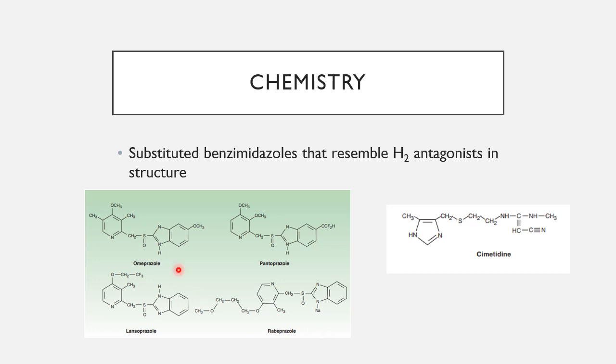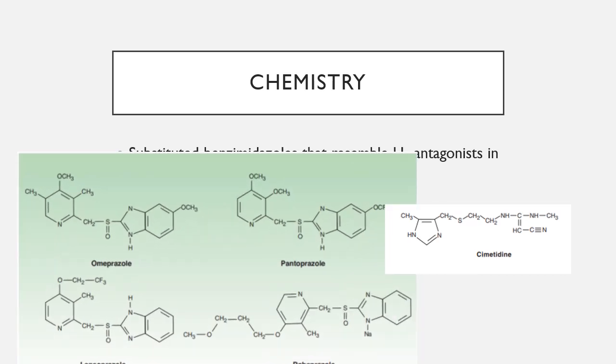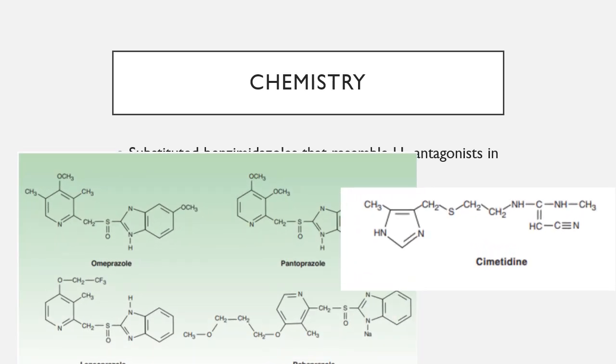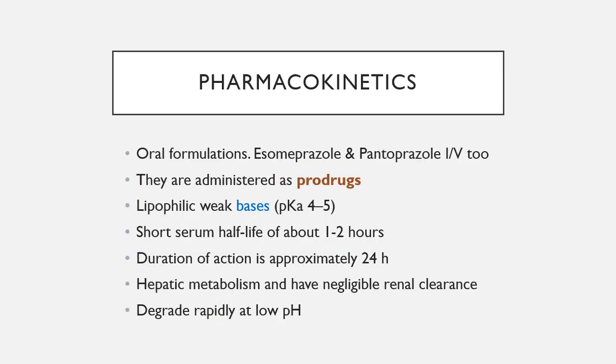So they are substituted benzimidazoles and they resemble H2 antagonists in structure, but they have a completely different mechanism of action. You can see the resemblance in their structure. They all are available in oral formulations, and esomeprazole and pantoprazole are available in IV form too. They are administered as prodrugs. This is a very important point to remember.